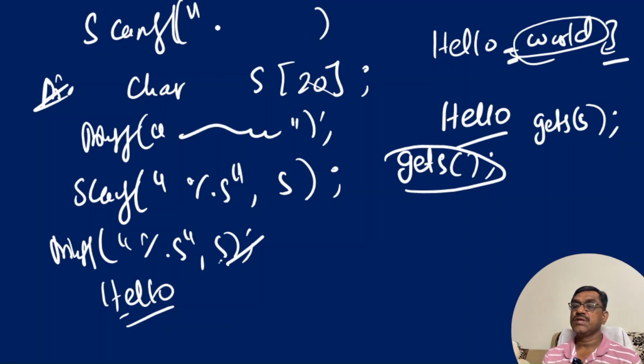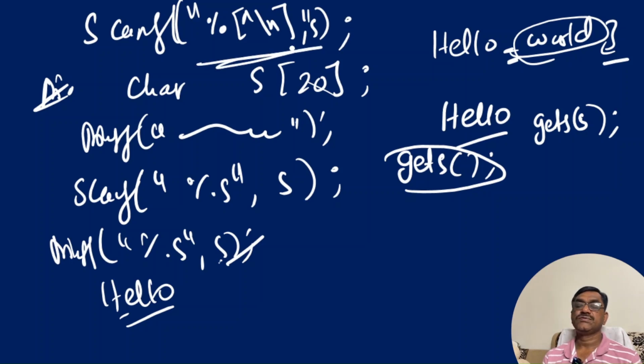But you have to use the format specifier percentage caret symbol backslash n, and then s. But writing this kind of format specifier takes time. Better to prefer gets. Get string, in brackets you mention the character array name. So this is the main problem with the scanf statement. When you get this kind of problem, please prefer gets.